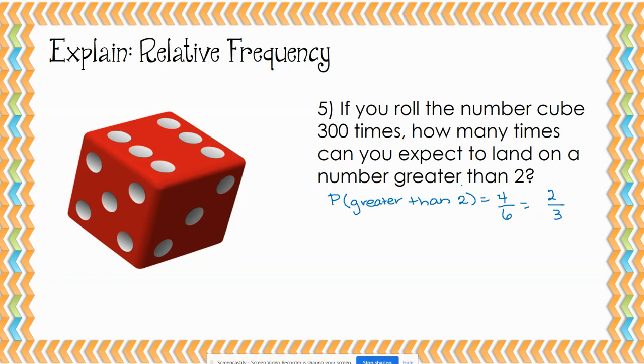Now, because I'm going to do this 300 times, I want to take my relative frequency of 2/3 and multiply by my number of trials, which is 300. I can put a 1 under my 300 and I can multiply. 2 times 300 is 600, and 3 times 1 is 3. If I divide 600 by 3, I'm going to get 200. So I would expect to land on a number greater than 2 200 times if I rolled a number cube 300 times.